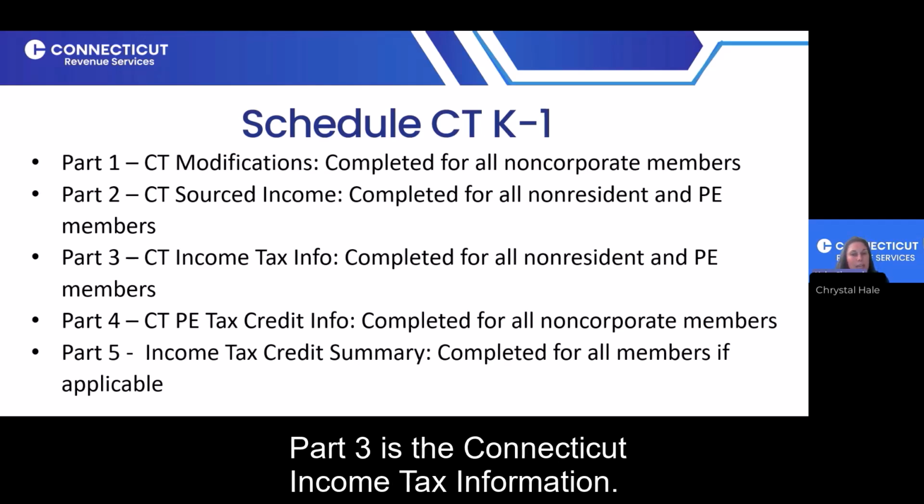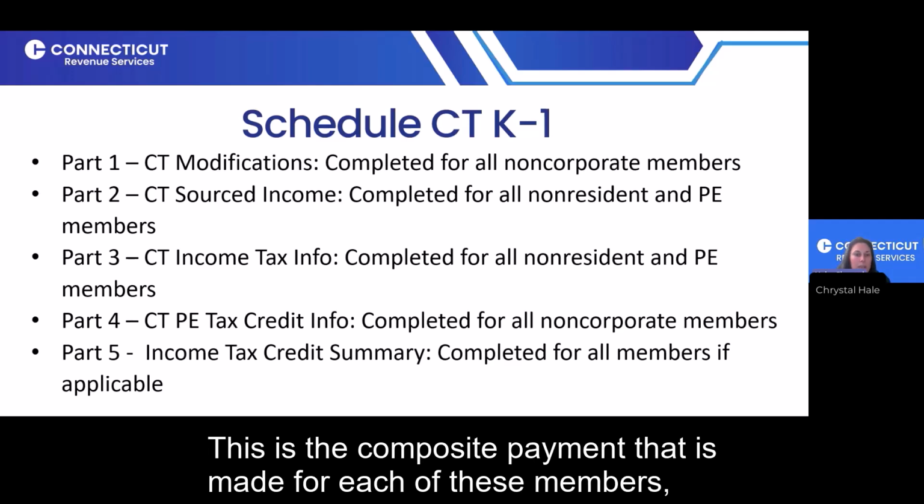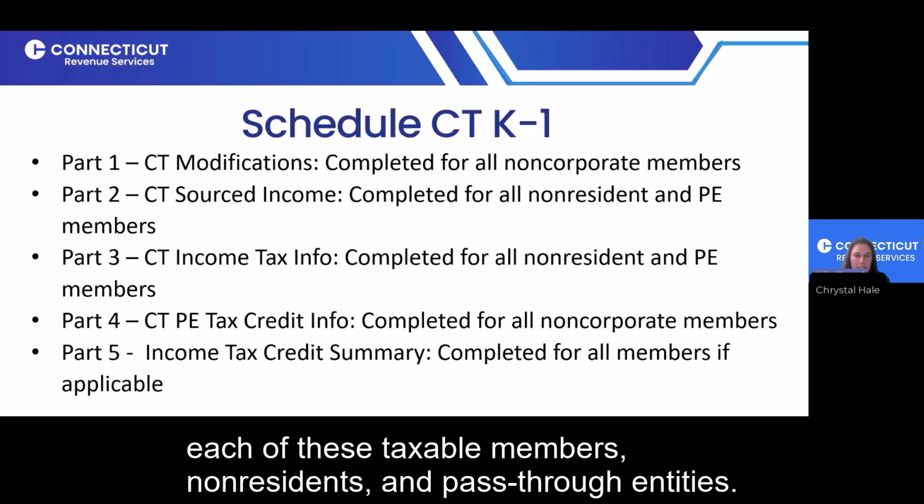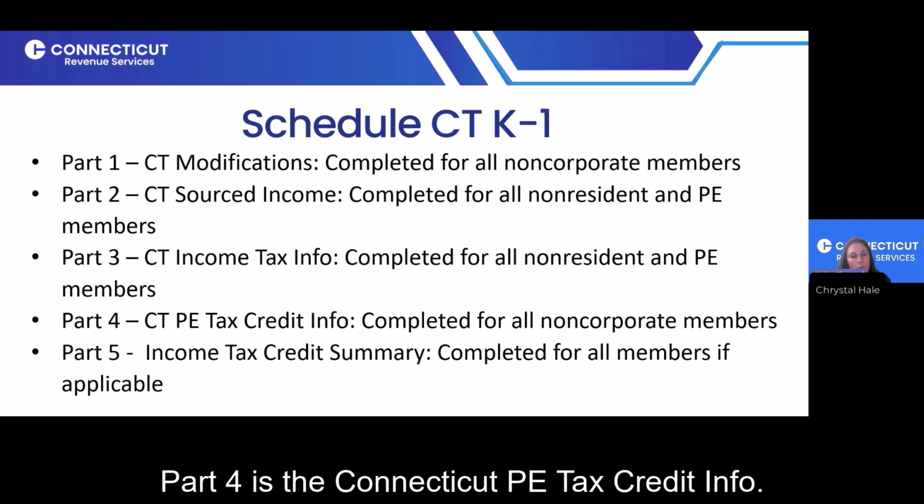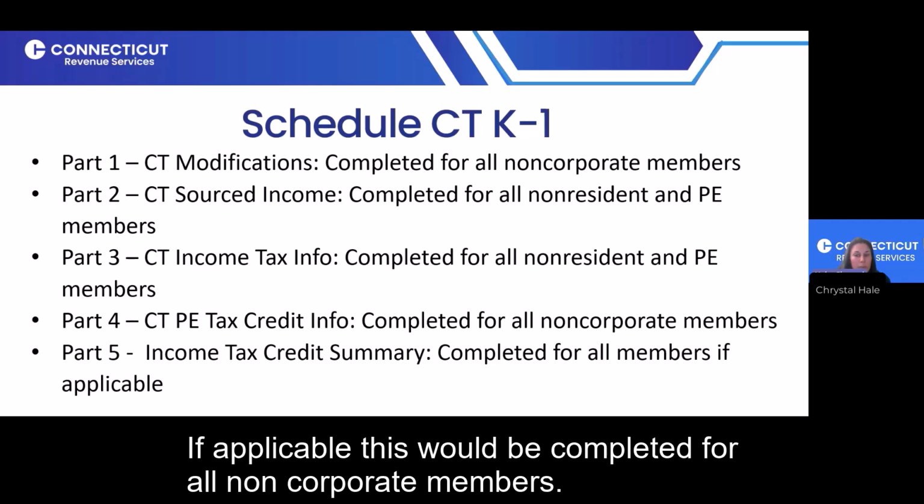Part 3 is the Connecticut income tax information. This is the composite payment that is made for each of these taxable members, non-residents and pass-through entities. Part 4 is the Connecticut PE tax credit info. If applicable, this would be completed for all non-corporate members.